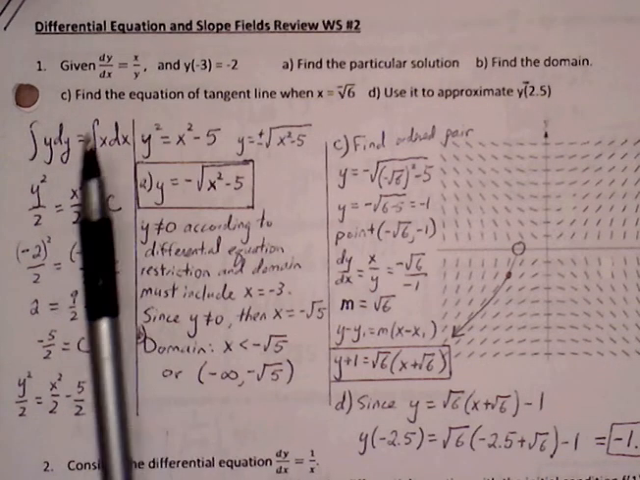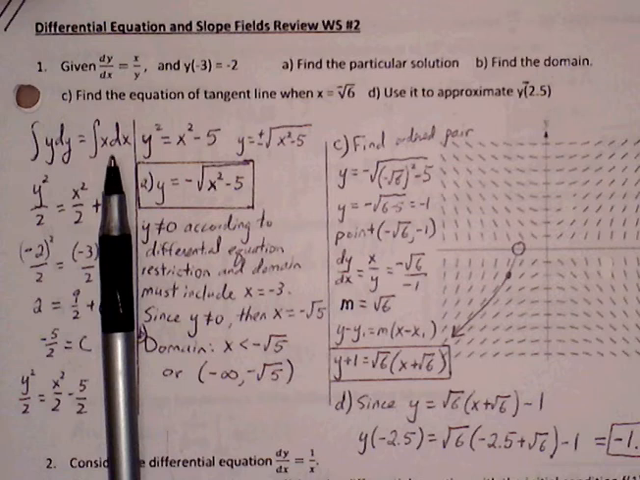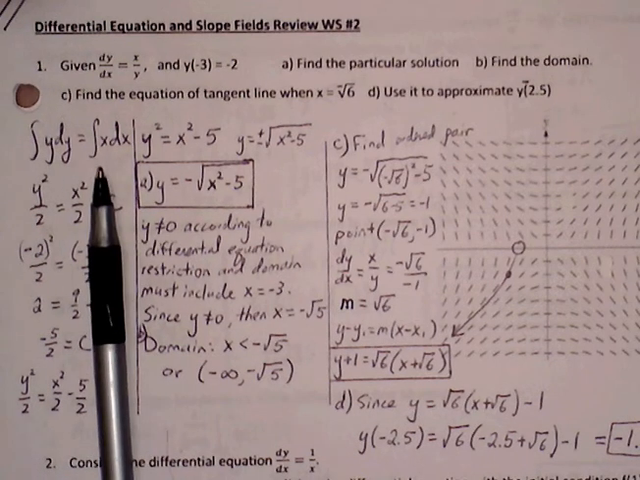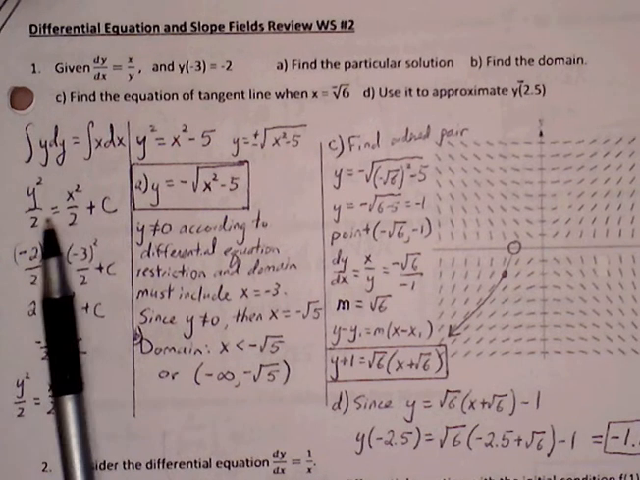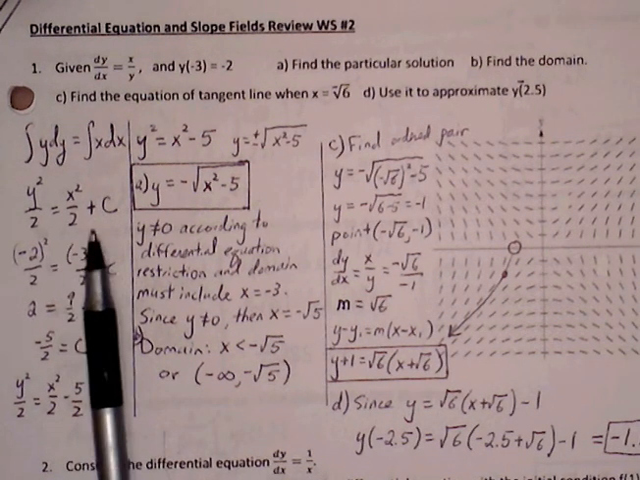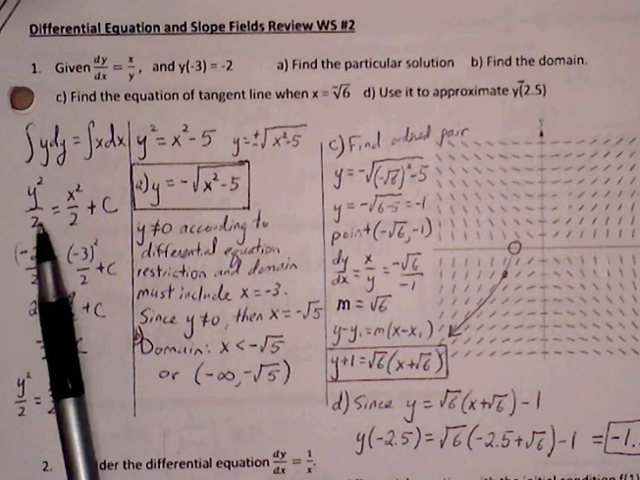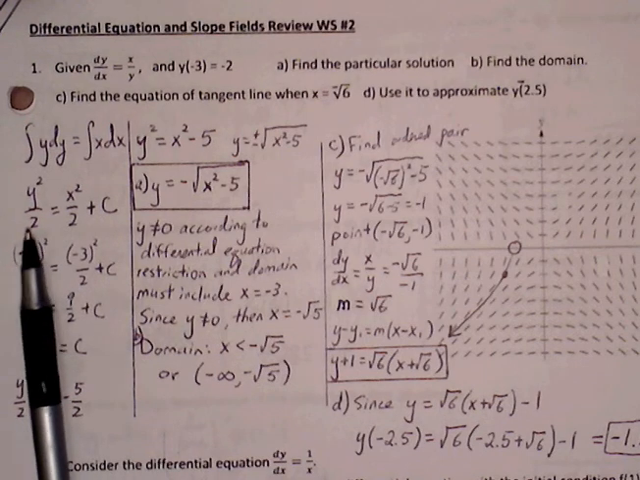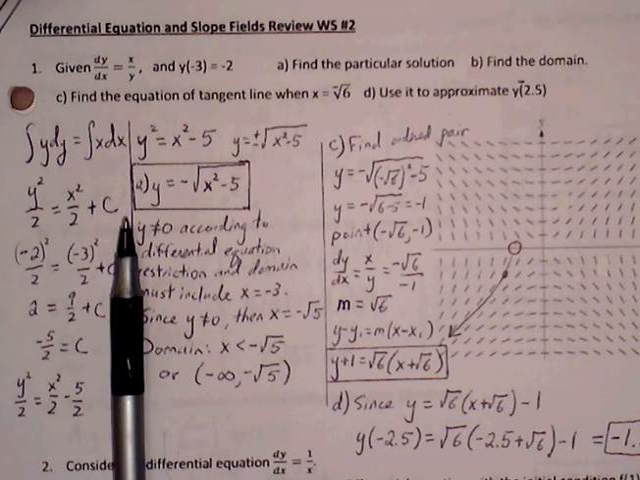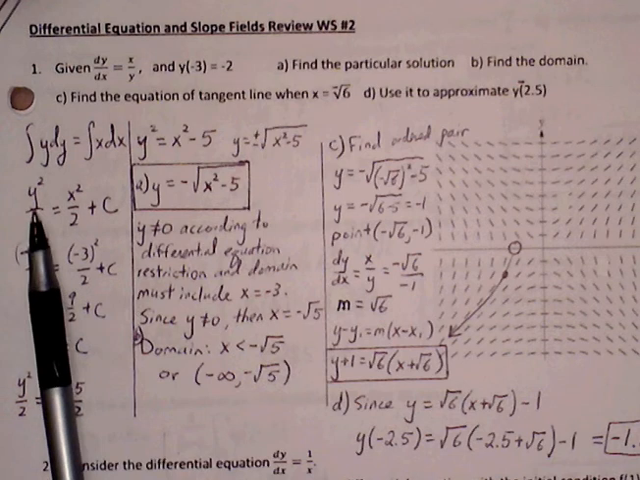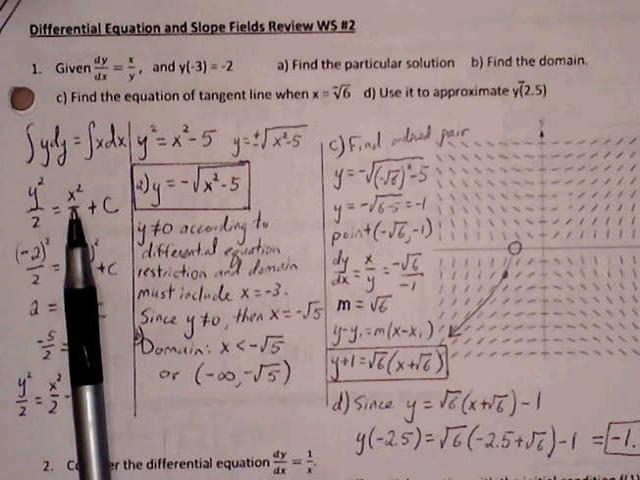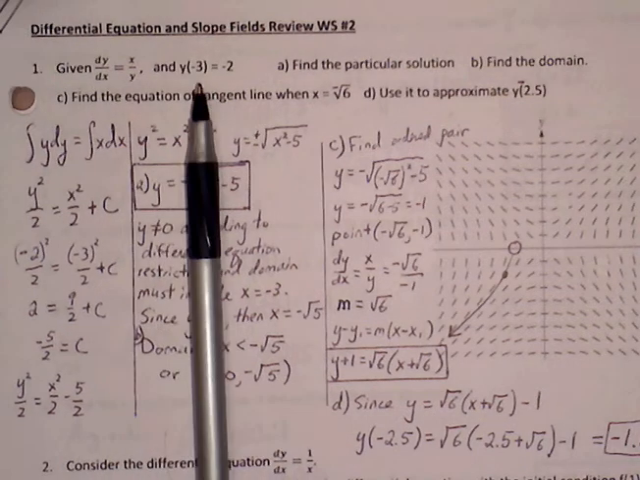We separate the variables. Y is on the left, x is on the right. Take the integral of both sides. Power rule for both: y squared over 2 on the left, x squared over 2 plus c on the right. We can either multiply everything through by 2, or we can just go ahead and solve for c. So replace the y value with -2, replace the x value with -3, and we're simply using the ordered pair that's provided for us.